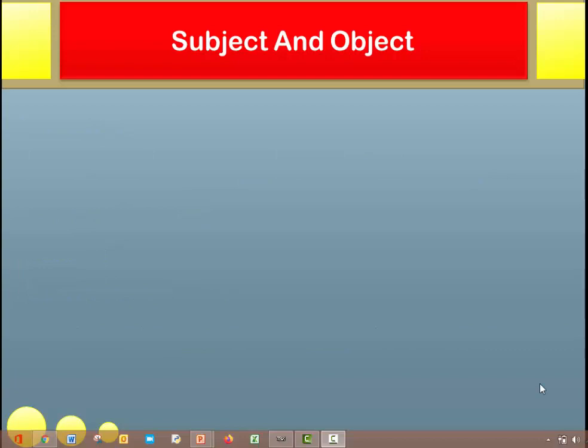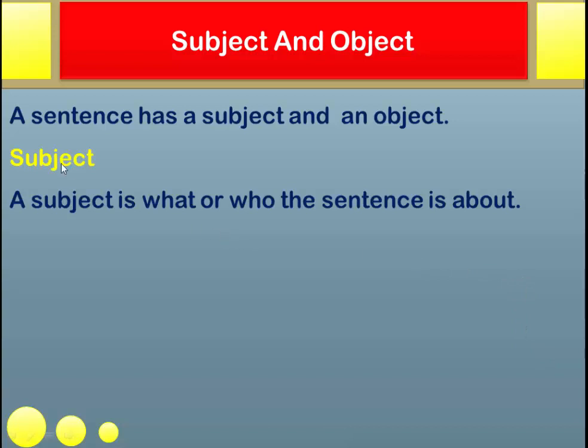Now we will learn about subject and object. A sentence has a subject and an object. A subject is what or who the sentence is about. For example, Suman works at a bank. So whom are we talking about? Suman. So that is a subject.